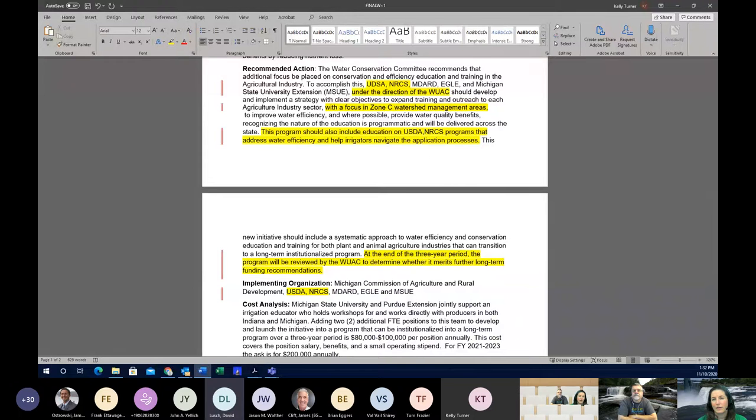I think there are some states that do get USDA programs through other agencies for irrigation. But as far as I'm aware, they're primarily like the Western states. I'm not aware of any USDA irrigation efficiency programs that come from any other USDA agency besides NRCS in Michigan. Abby, you have your hand up?